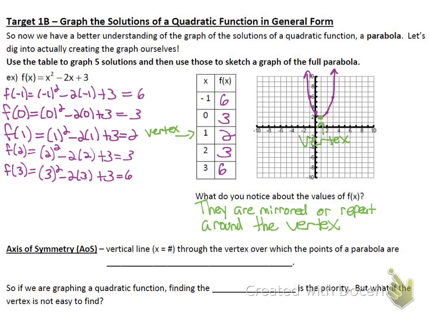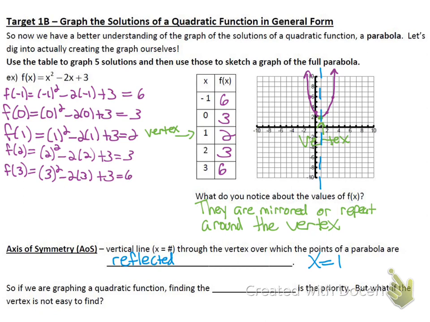The reason this happens is because of the axis of symmetry. I know we defined this in our previous notes, but can't hurt to do it again. It's a vertical line, x equals a number, through the vertex over which the points of a parabola are reflected. In this case, that axis of symmetry is x equals 1 and can be seen here by the blue dotted line on the graph. We typically don't graph them, but I'm showing you this for effect.